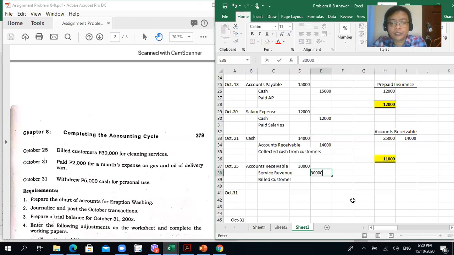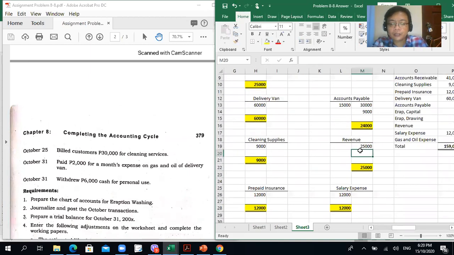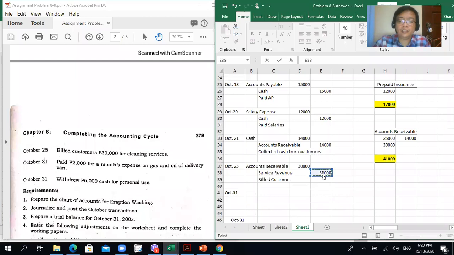You bill your customers. So, you have here accounts receivable 30,000 and you also have service revenue of 30,000, or just revenue or service revenue. Same lang yan. So, you have here 30,000.